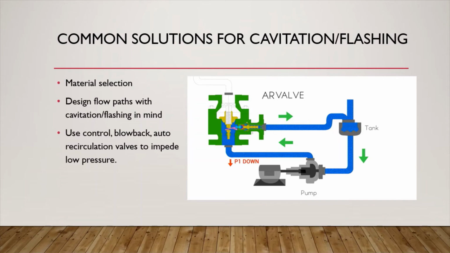Here is a flow path designed with cavitation in mind. The fluid travels from the tank to a pump to another area downstream, but if there's not enough pressure from the pump to push the fluid any further, instead of letting the pump get damaged from cavitation, an auto recirculation valve pushes the liquid back into the tank until there's enough pressure for the liquid to continue being pushed downstream.